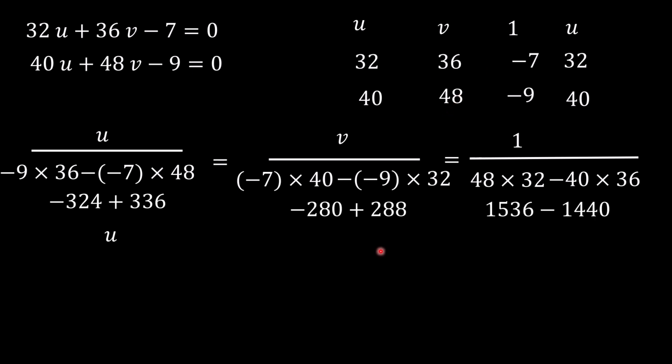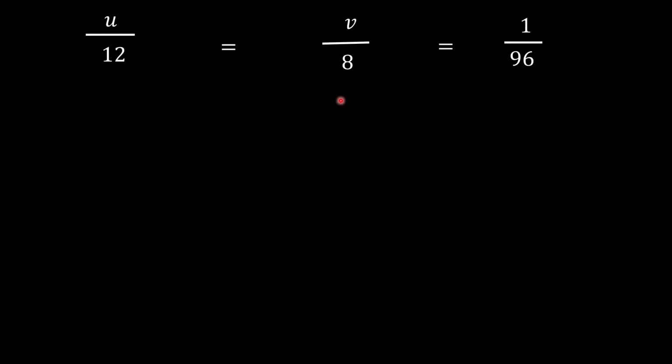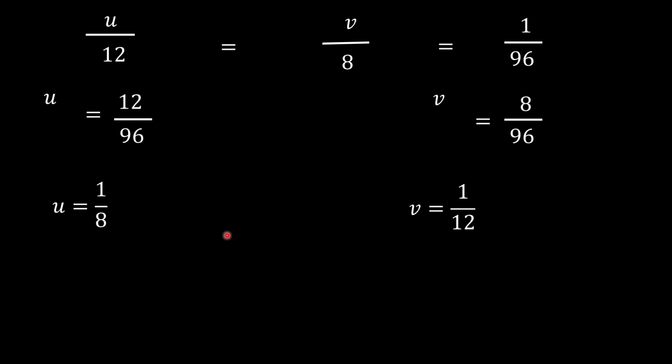Simplifying these denominator values, we finally get u by 12 is equal to v by 8 is equal to 1 by 96. So we can equate u by 12 is equal to 1 by 96, similarly v by 8 is equal to 1 by 96. Rearranging, u is equal to 12 by 96 and v is equal to 8 by 96. We get u is equal to 1 by 8 and v is equal to 1 by 12.